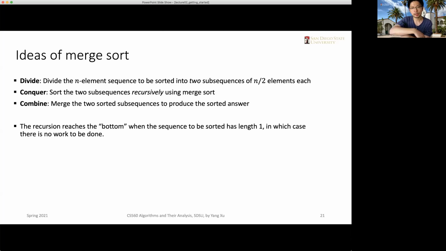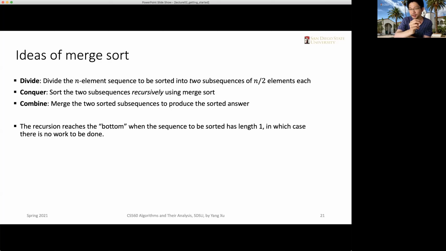Because it's a recursive algorithm, in order to terminate it, we need to have the boundary case, or the bottom case, defined. So what is the bottom case for merge sort?